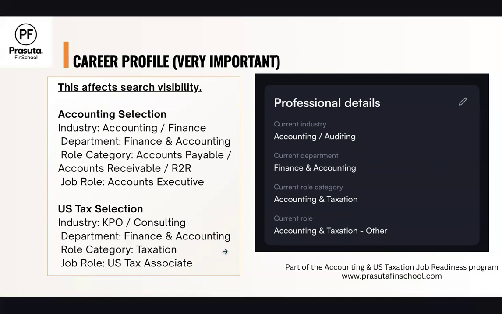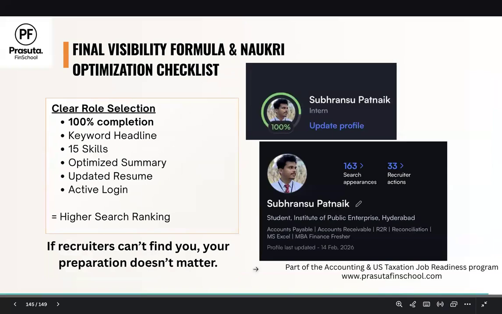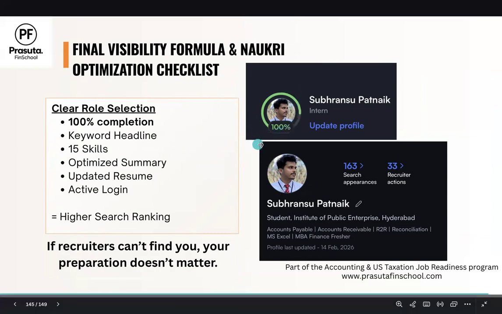This is what you have to update. Just copy and paste it exactly. Then followed by the final visibility formula and Naukri optimization checklist. So what you should be doing here, once you have updated all the sections, you should be doing a final checklist. First, is your profile 100% completed?